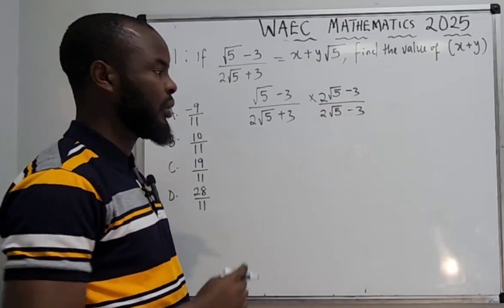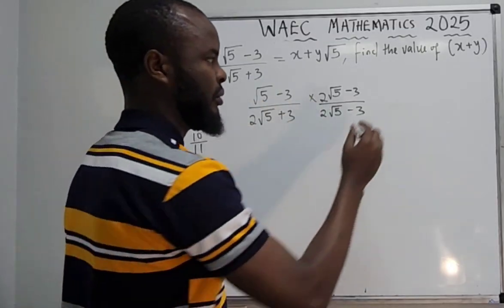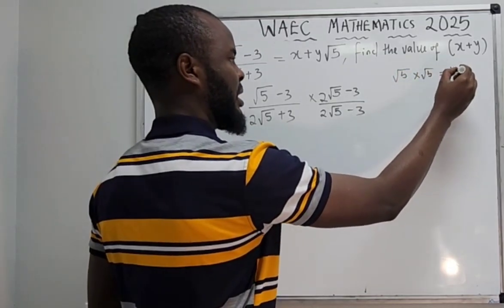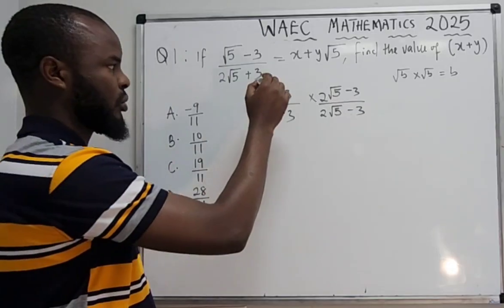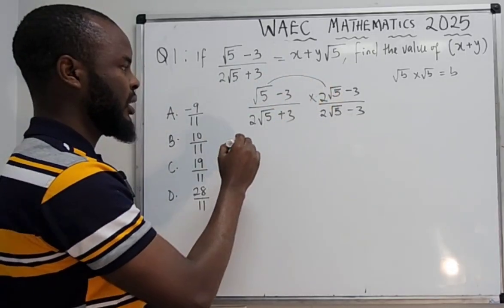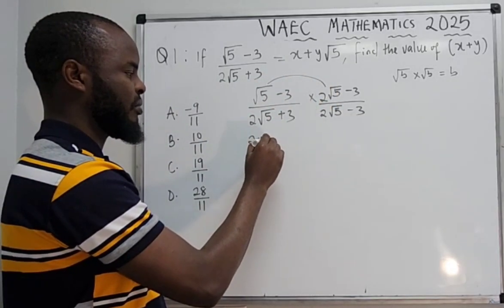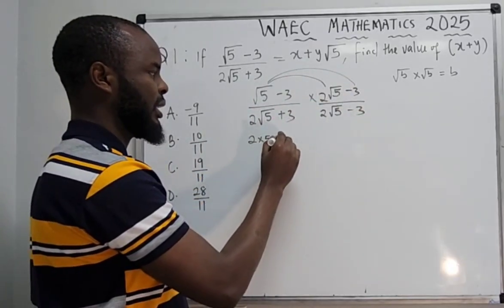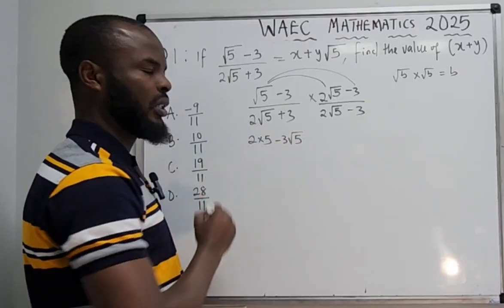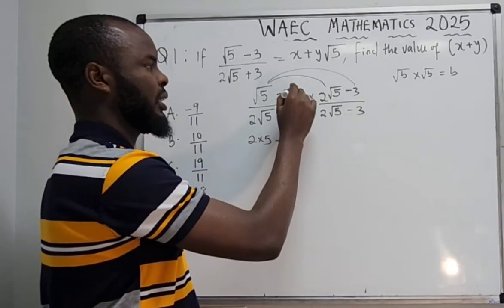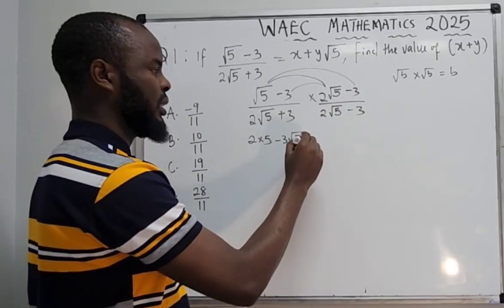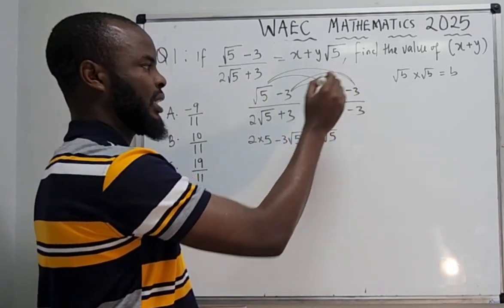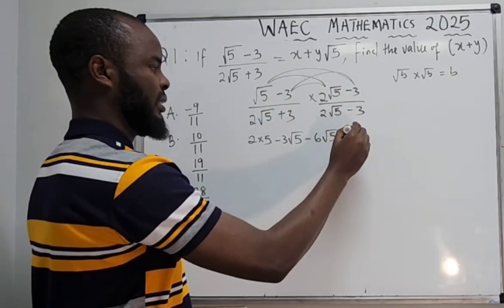Now, let's multiply out. Root 5 times 2 root 5. There's a rule in surd that says root b multiplied by root b is the same thing as b. So I'm going to use the rule. So root 5 multiplying root 5, this is going to be 2 times 5. Root 5 multiplying negative 3 is going to be negative 3 root 5. Also, negative 3 multiplying root 5 is going to be negative 6 root 5. Negative 3 multiplying negative 3 is going to be plus 9.